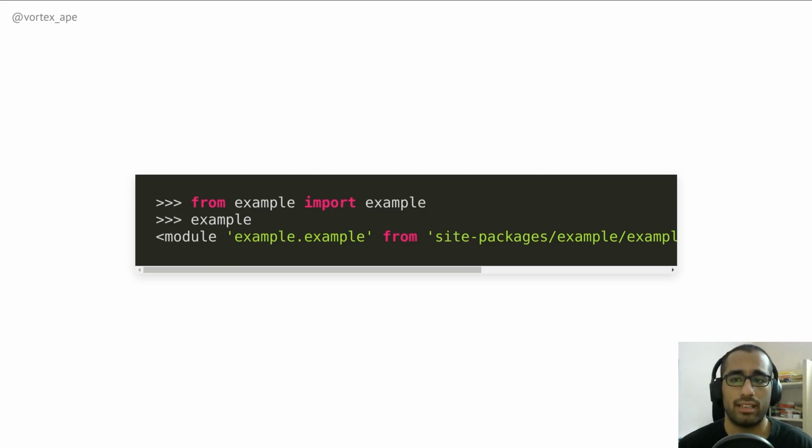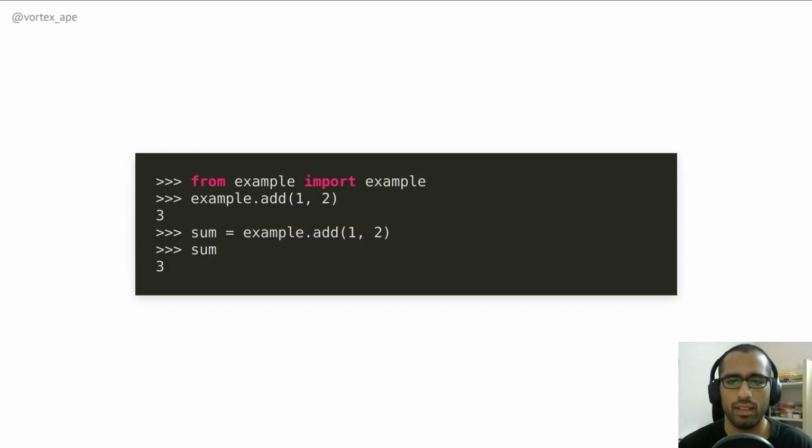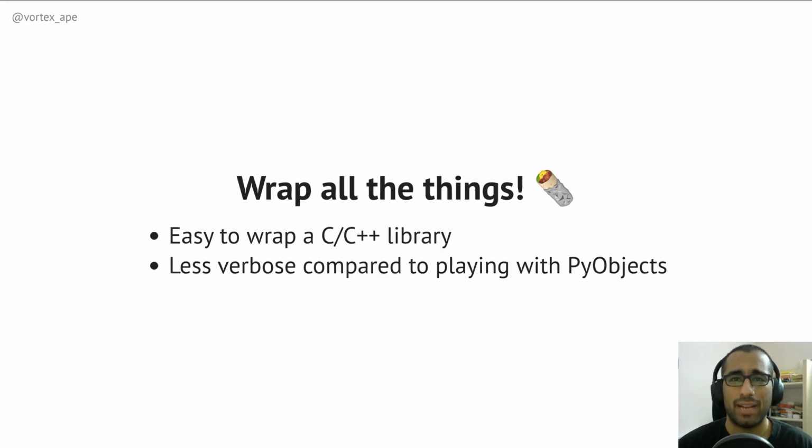And if we import it, we can see that our example extension module was compiled into a shared library just like before. And it works just like before too. With PyBind11, it's easy to write an extension module or wrap an existing C or C++ library to create a new extension, in terms of not having to change existing function parameters and return types. The API to write an extension module is also a bit less verbose compared to playing with PyObjects.